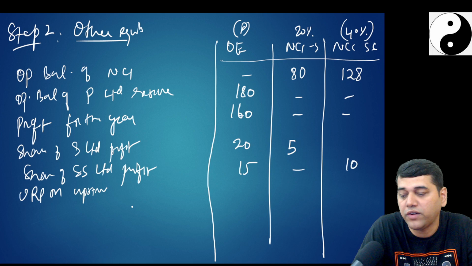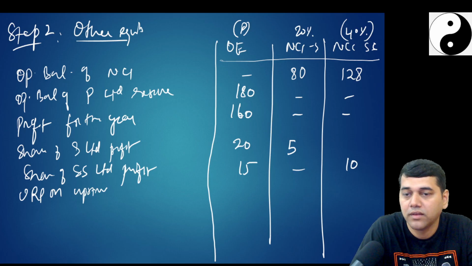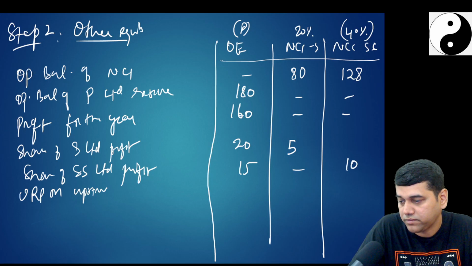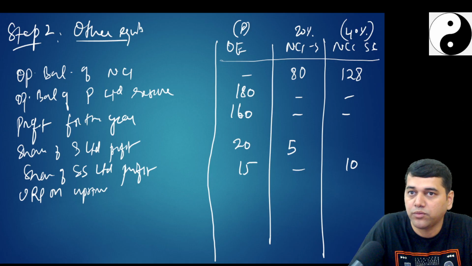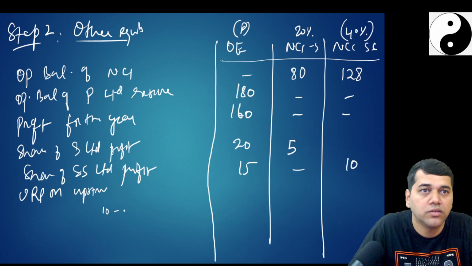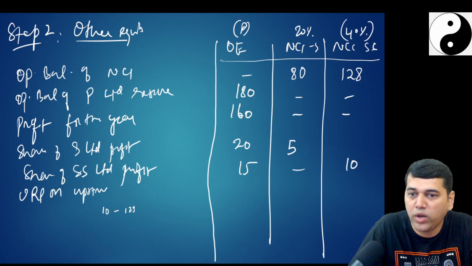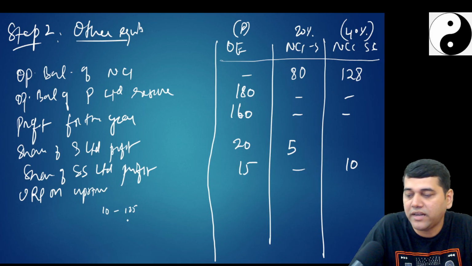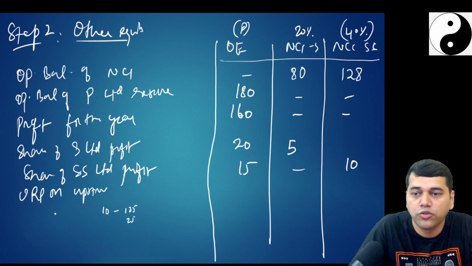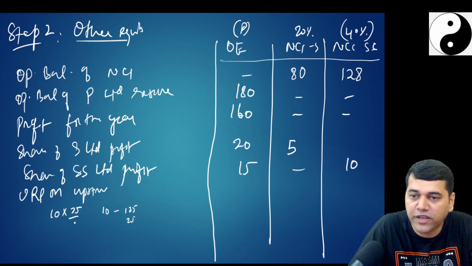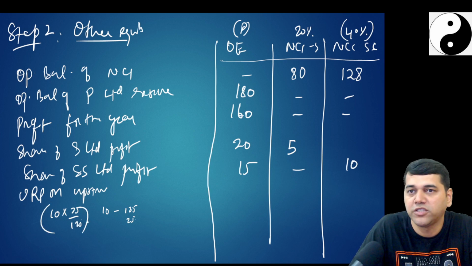Can you tell me the amount of unrealized profit? Just look at the question. What does the question say? 10 lakhs included in the inventory figures, which is purchased at cost plus 25%. So 10 represents what? 125. 10 represents 125. What is 25? So you get 10 into 25 by 125. How much is the profit? 2 rupees is the profit.